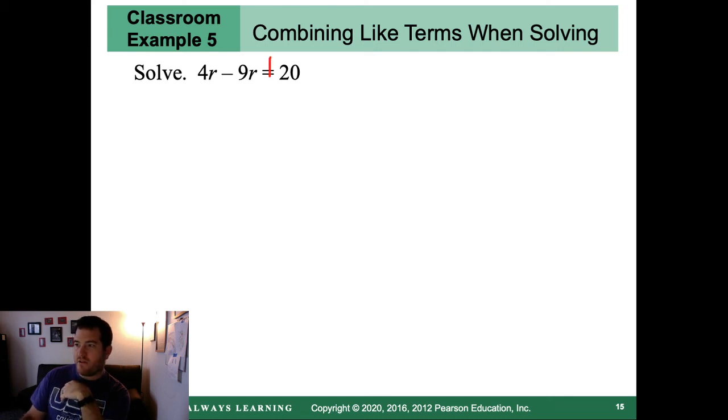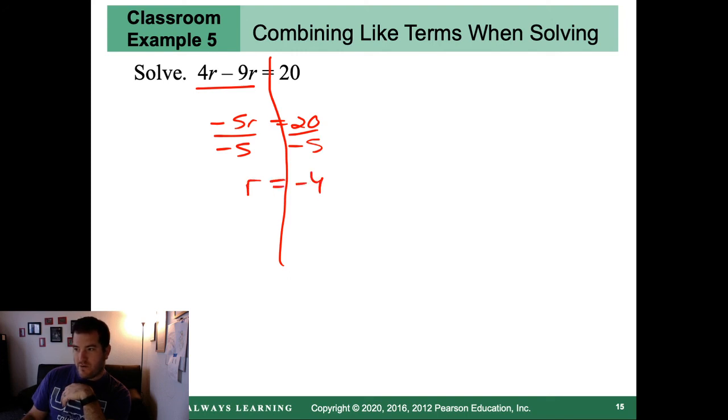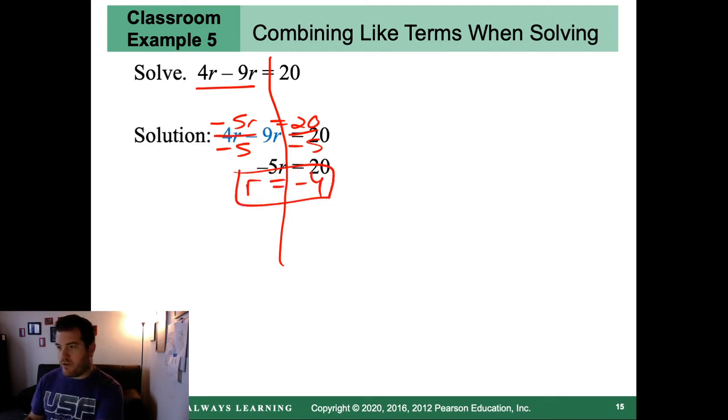Okay, again, line down the middle. Combine these two. I think you're going to get negative 5r is equal to 20. Divide by negative 5. Divide by negative 5. You get r equals negative 4. Should be your solution.